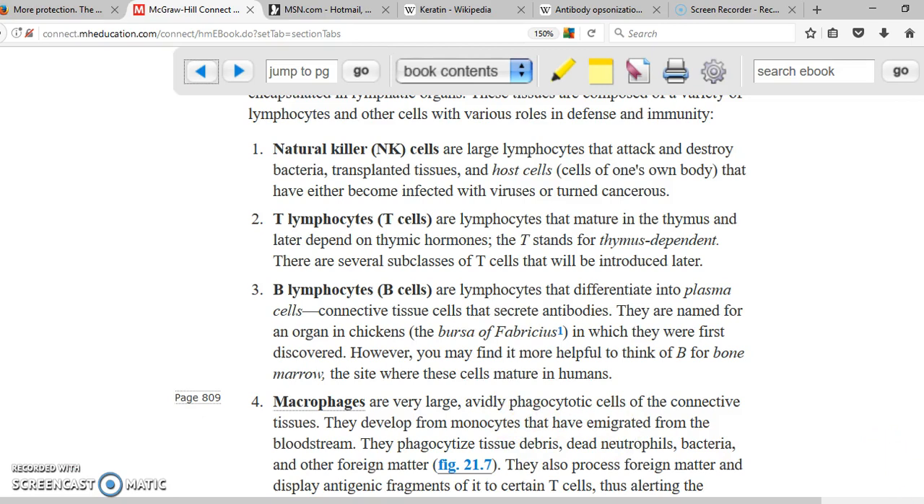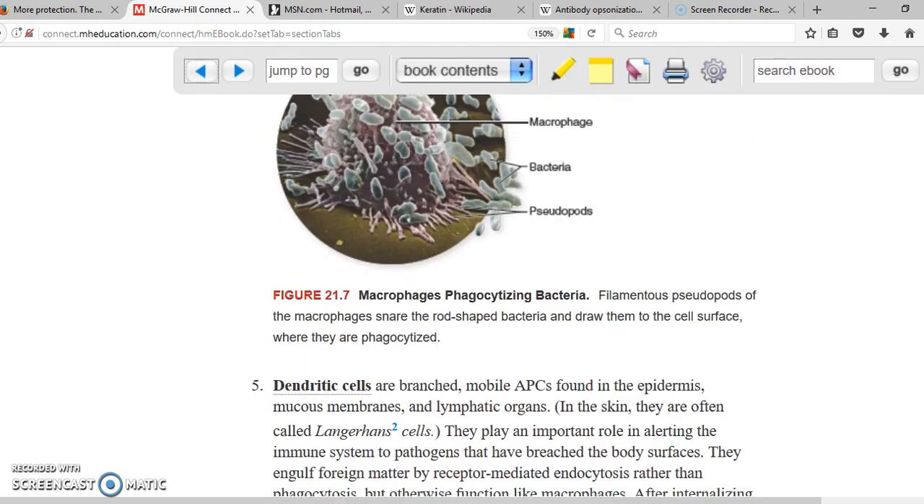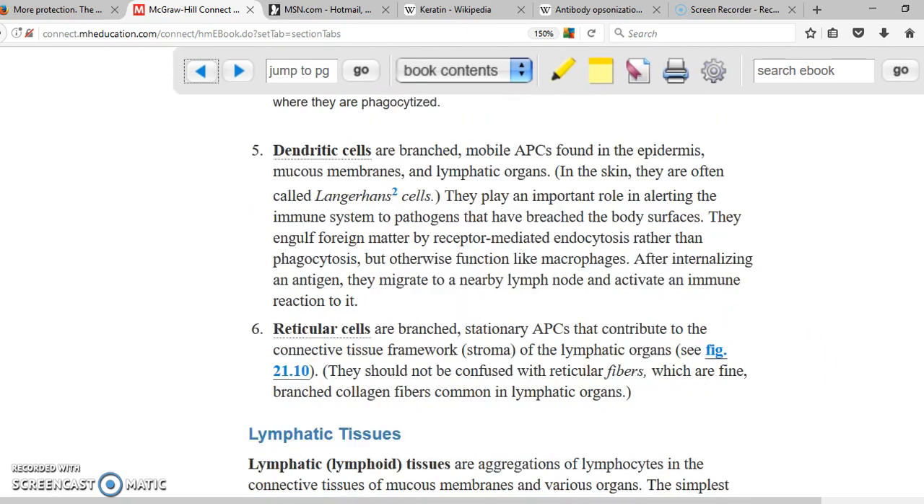Macrophages are phagocytic cells. When the monocytes come out of the bloodstream, they will turn into macrophages. We keep scrolling down. We have dendritic cells. Dendritic cells belong to the APCs. APC stands for antigen presenting cell. These are important cells that we will talk about when we specifically talk about immunity. They have a very important job in there regarding immunity. Reticular cells, same thing. Those are also antigen presenting cells found in other areas of the body, in particular connective tissue frameworks, such as the one found in some of the lymphatic organs.